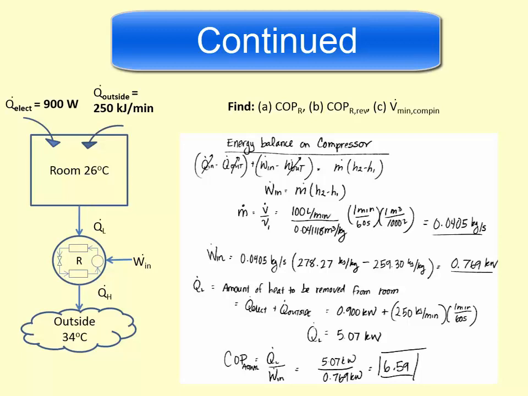Then we can plug in all the numbers using M dot, H2, and H1 to find our work dot in. It is equal to 0.0405 kilograms per second multiplied by H2, which is 278.27 minus 259.30 kilojoules per kilogram. So the work dot in is 0.769 kilowatts.